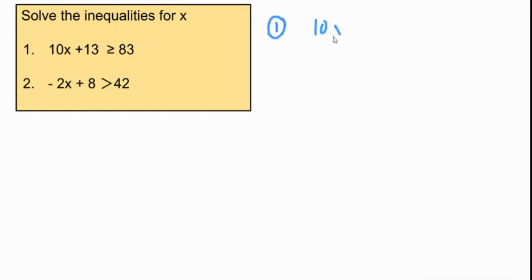10 times x plus 13. And the way we say that symbol is greater than or equal to 83. Now, for the most part, we're just going to be rewriting that inequality sign. So, much like when we're solving an equation, we want to do the opposite, and we're going to do it to both sides. So the last thing that was being done to the variable is to add 13. So we are going to subtract 13 from both sides.